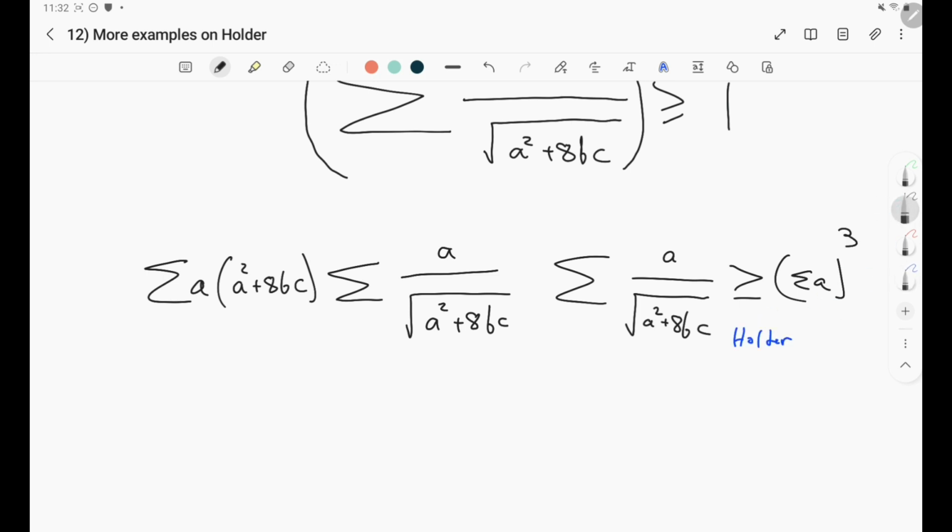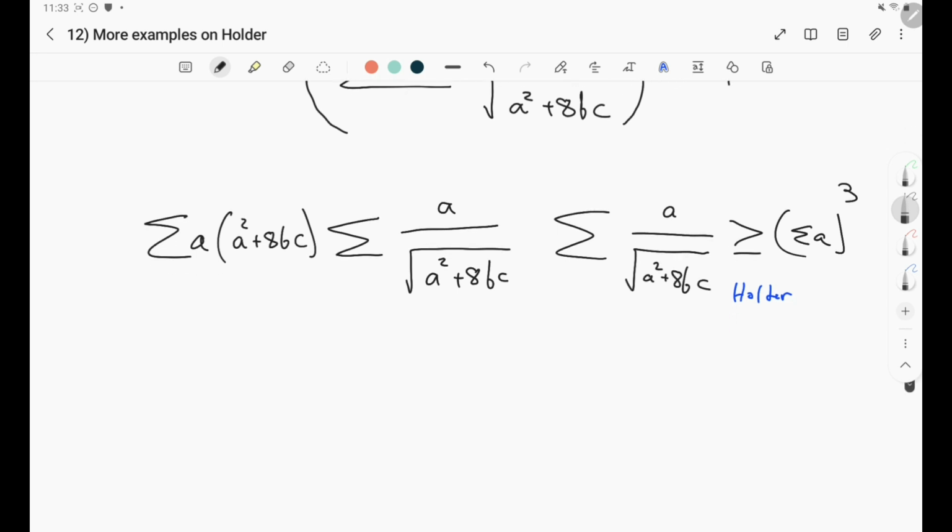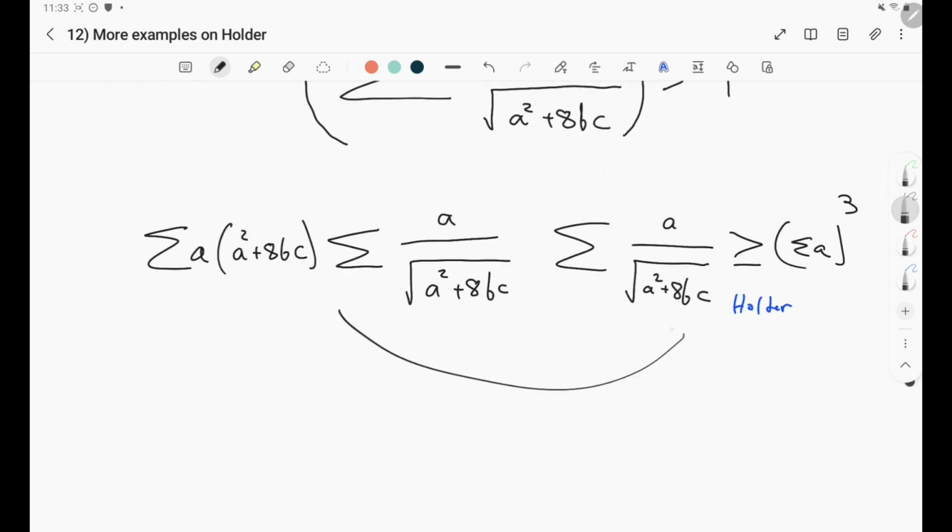And from here you can see that this trick does not work for Cauchy, because for Cauchy you of course cannot have 3, you can just have 2. But here we already have 2, and we need a third one to clear the denominator. So this is basically the idea. Now we have that this thing is greater than this divided by this.